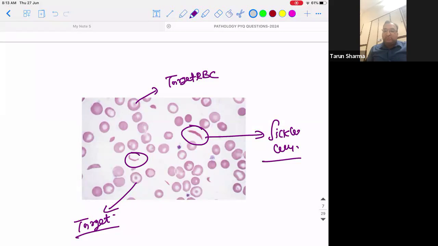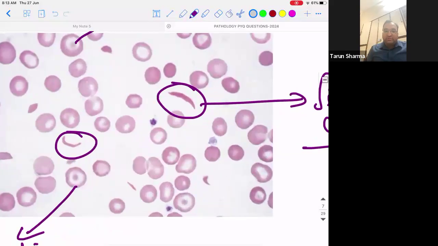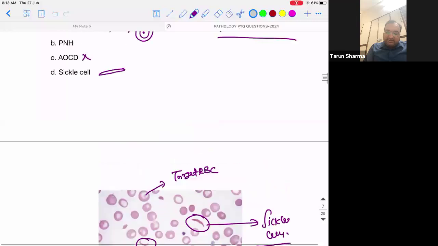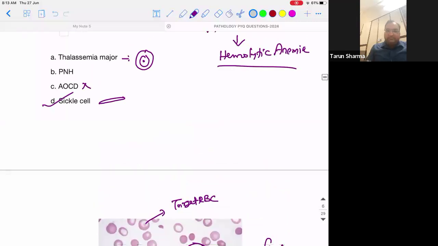So please remember, you have to be very much focused. Even when target cells are given to you, you have to focus, is there any other specific cell? Okay. So here the specific cells are the sickle cells. Your answer is sickle cell anemia. So that's how questions will be there. That's how the clues are there. That's how you have to solve the questions in hematology.